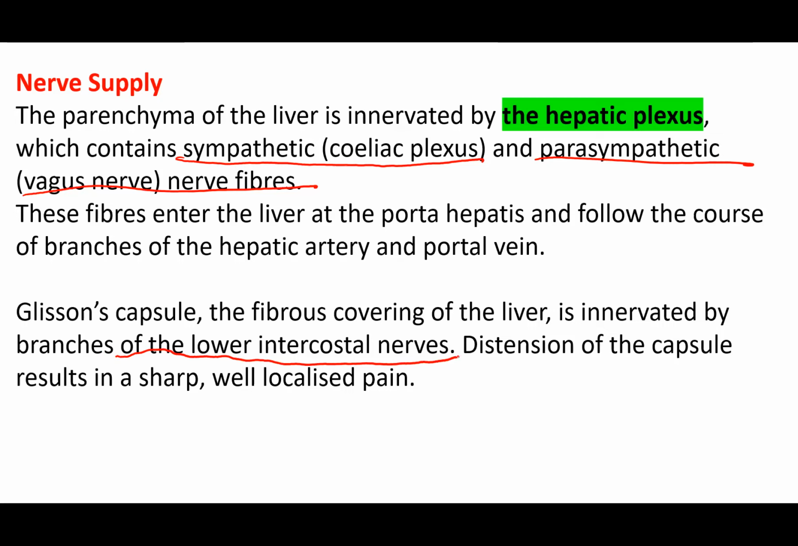Okay, you can see this somatic nerve will give pain. Distension of the capsule results in sharp, well-localized pain. So the causes of pain here are from different nerve roots, okay? The intercostal nerves, which are somatic.